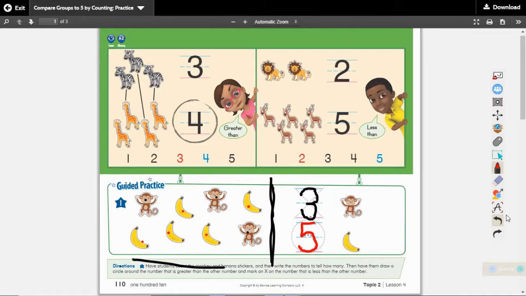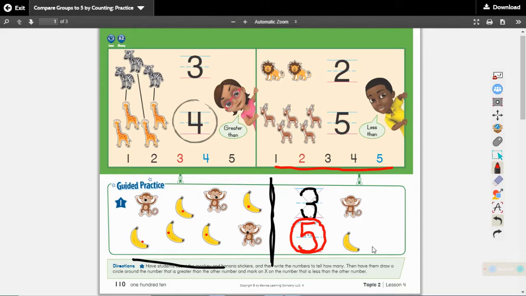But we're not finished with this. We need to draw a circle around the number that's greater. Let's look and see, do we have more banana stickles or do we have more monkey stickles? Well, let's look at this number line up here. Does the number 5 come before the number 3 or after the number 3? Number 5 comes after the number 3. So we're going to circle number 5 because it comes after the 3.